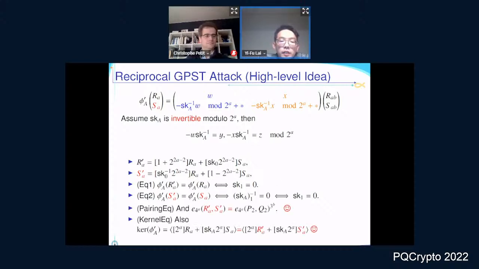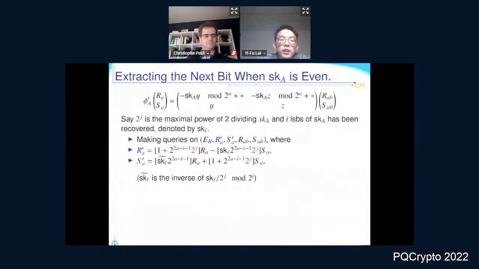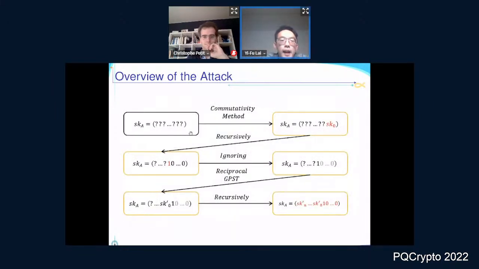In this way, we can extract the inverse if SK is invertible. So what if SK is not invertible? We use the commutativity method again to extract the power of 2 factor in Alice's secret key. For the final step, we just ignore those 0 parts and consider those parts that can be inverted, which means that we consider the inverse of SK divided by the maximum power of 2.